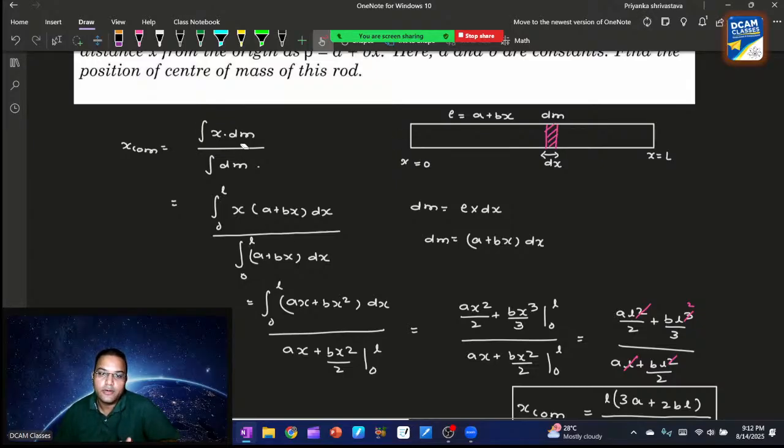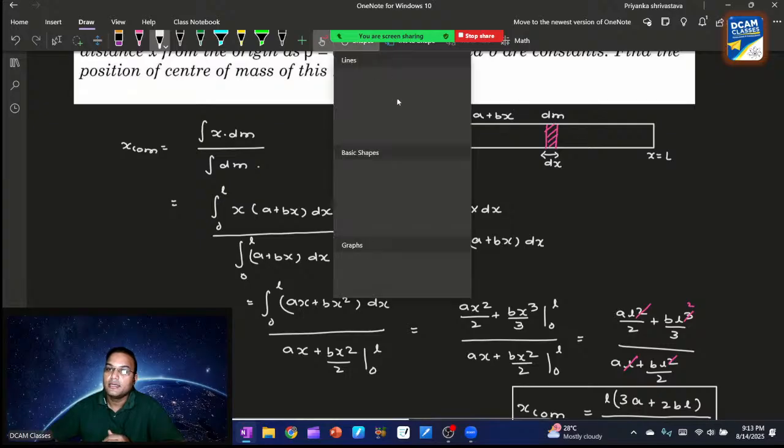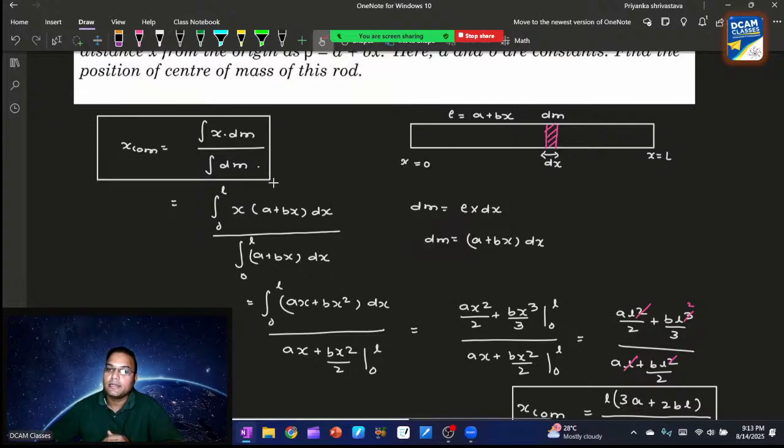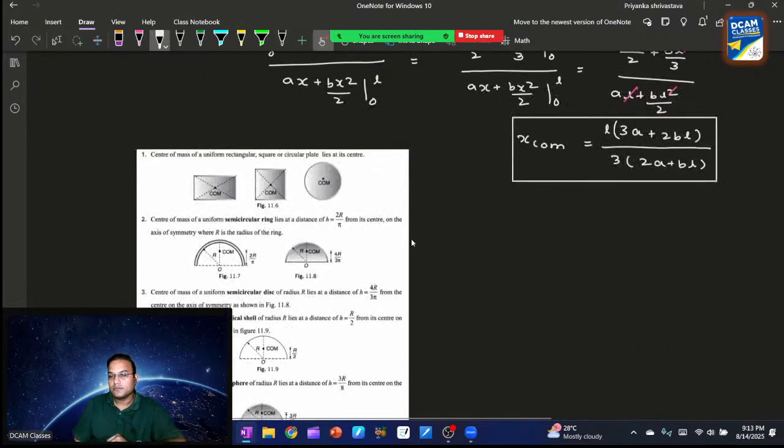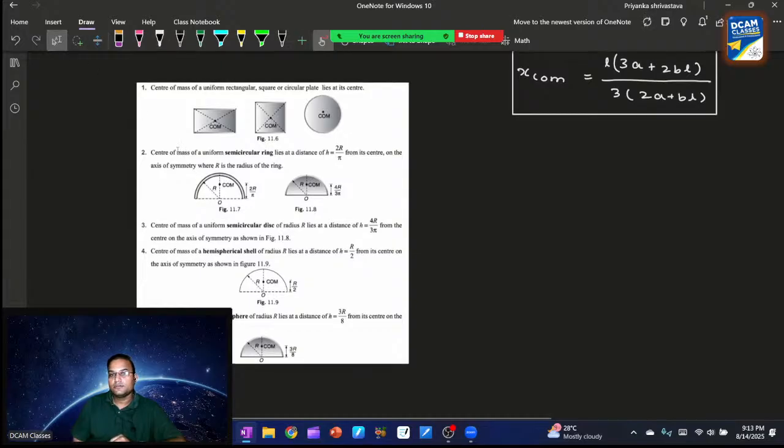So first you have to find out dm. For finding out dm, we take an element. Take an element of length dx and then use mass per unit length. That's the normal method, which we use in every case. There are different cases also.